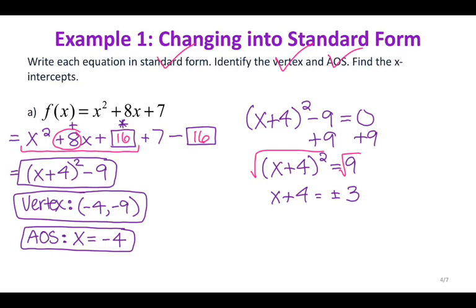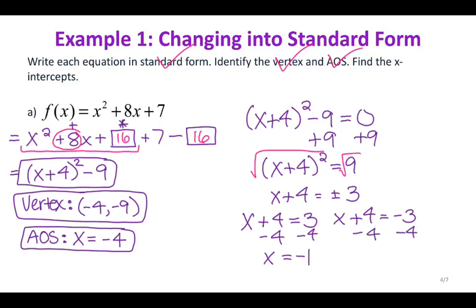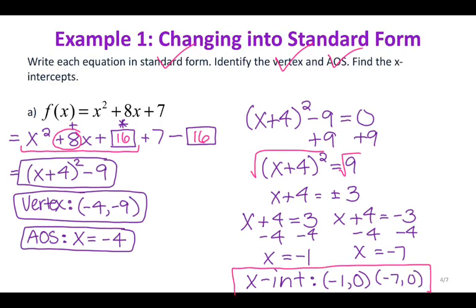Now in order to get my two zeros, I'm going to separate this into two equations. So I have x plus 4 equals positive 3, and x plus 4 equals negative 3. I'm going to continue to solve both of those. My first x-intercept is at negative 1, and my second x-intercept is at negative 7. Now your x-intercepts do represent points, so they should be written as ordered pairs. So negative 1, 0, and negative 7, 0. And those are your two x-intercepts.